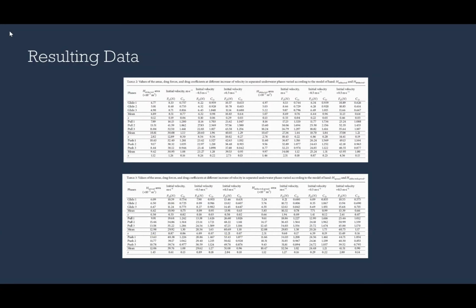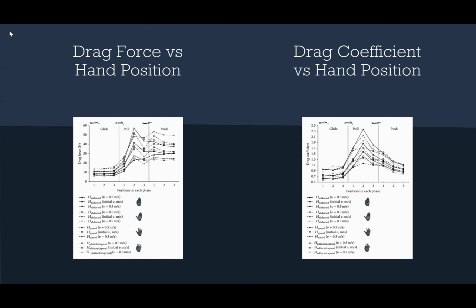The adducted hand, abducted hand, spread hand, and adducted spread hand max mean values of drag coefficient were found to be 1.96, 1.84, 1.65, and 1.75. The minimum values of drag coefficient were found during the glide phase with the highest initial velocity and lowest hand area. Here are the results plotted.